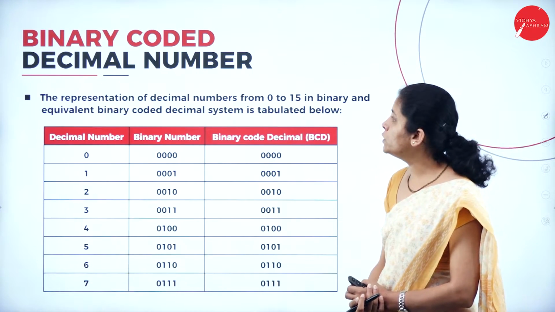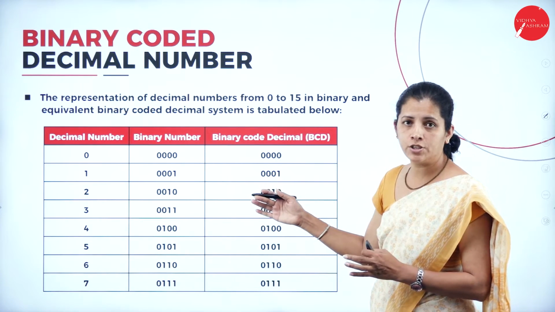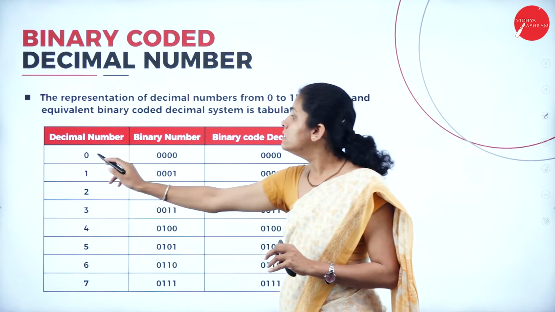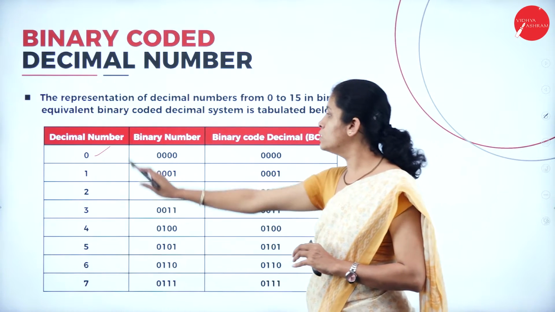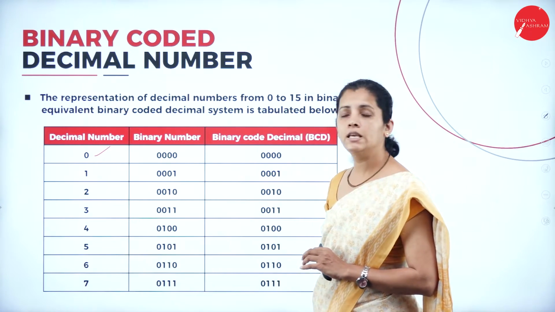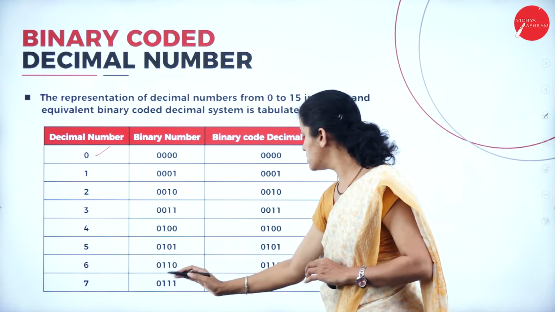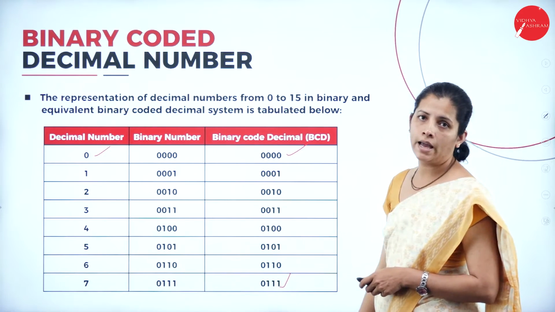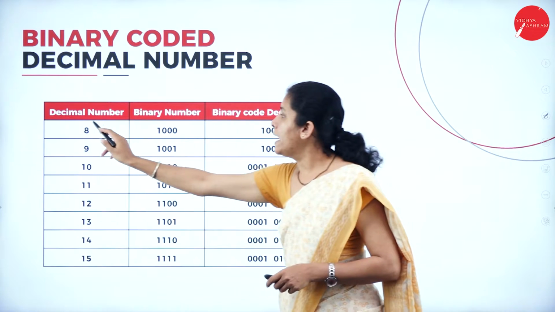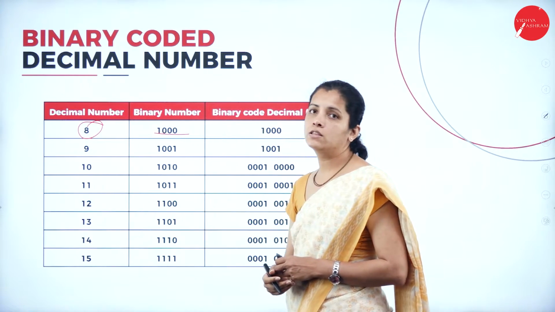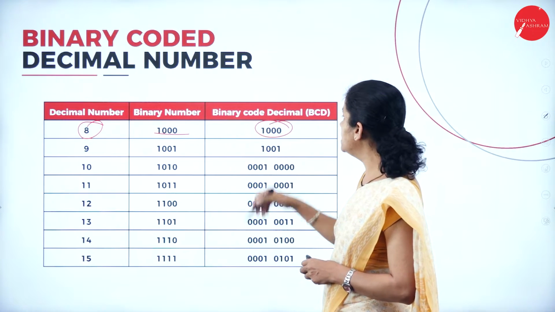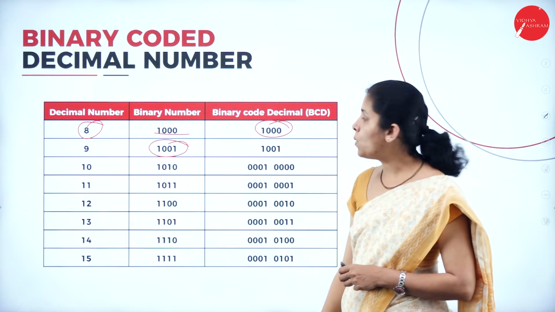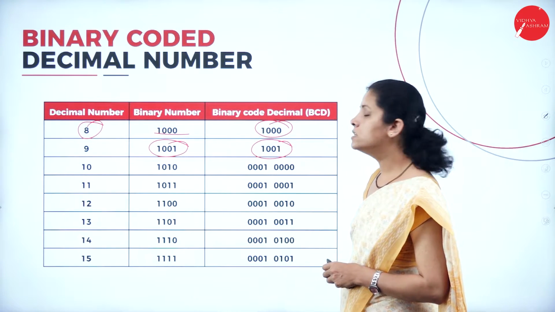Moving further, I'm going to have the table representation. So dear student, please remember this table properly. I have the decimal numbers 0 to 7 and the binary numbers 0 to 7. And if I consider BCD, the same 0 to 7 I have. Now for 8, the binary number is 1000 and for BCD it is 1000, and for 9, the binary is 1001, BCD 1001.